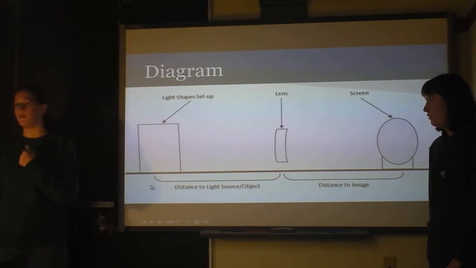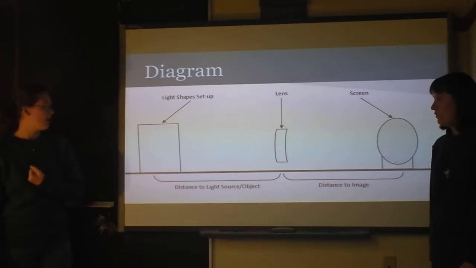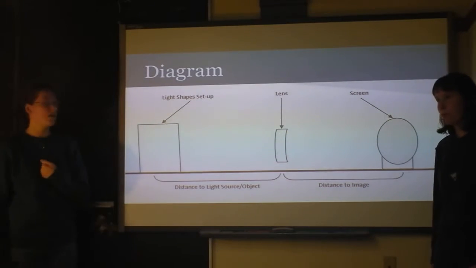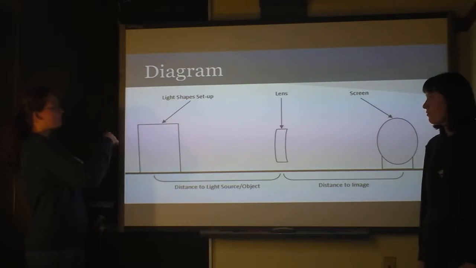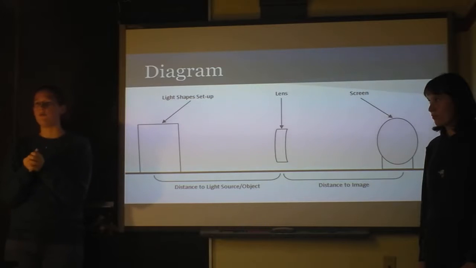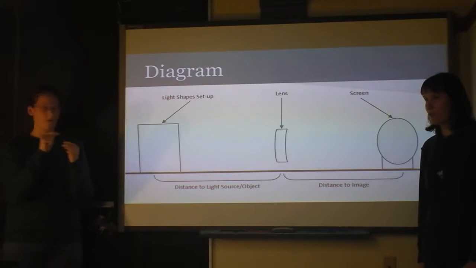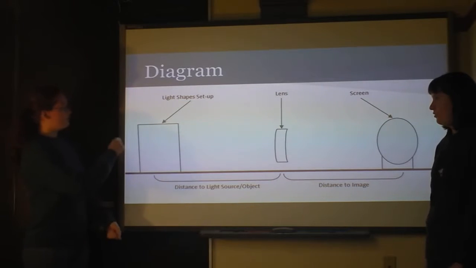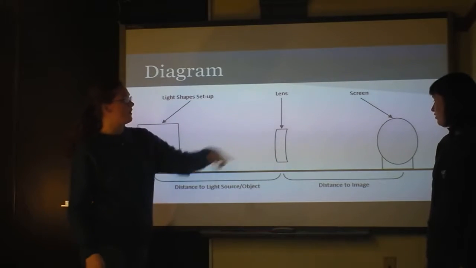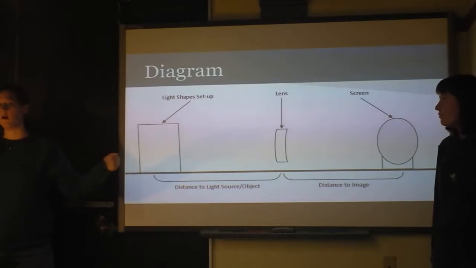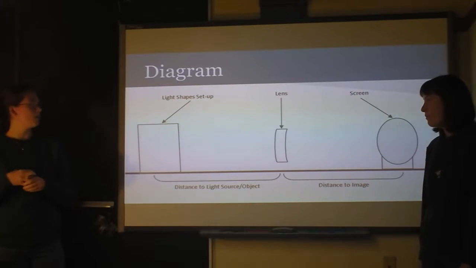So this is our experimental setup. We used the optics track that we used last year. This is a light box, and it has a little image, and we used a 4. So this was a little lighted up 4. We turned it on and shone it through the lens and onto a screen, or the wall on some of the lenses that had really long focal points.